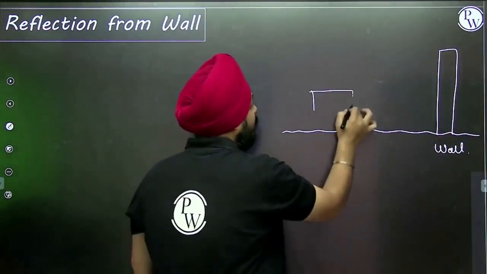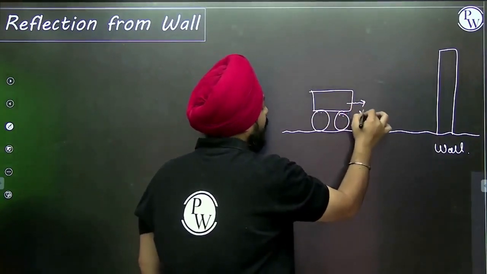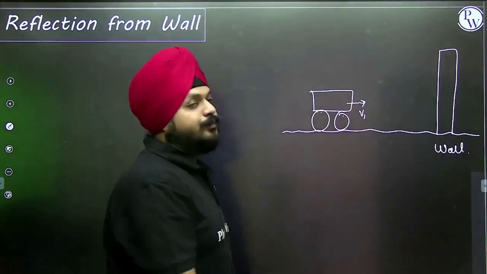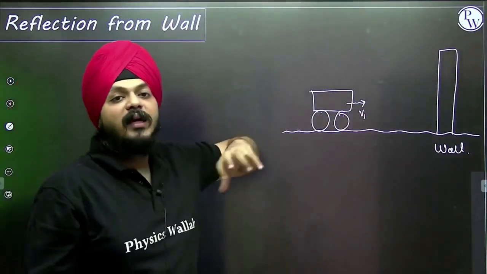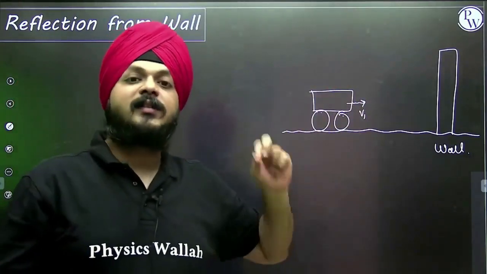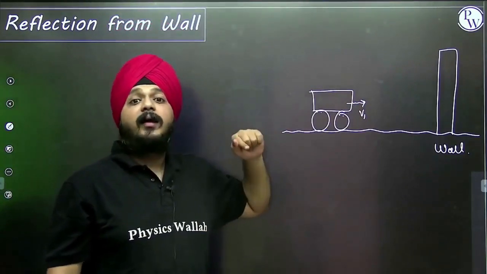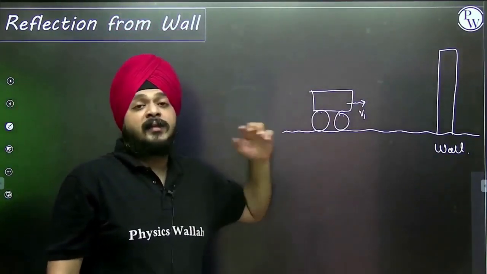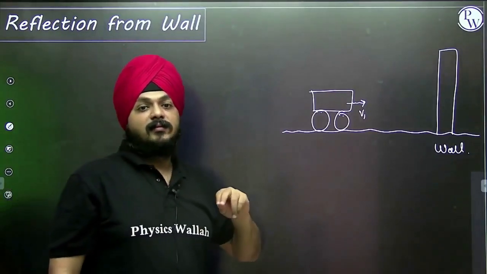One car is there. It is moving with velocity V1. This is a case of reflection from the wall. In this case, this is not the 2D case of the Doppler effect. After this, we are going to discuss one of the 2D cases of the Doppler effect. But in this case, the Doppler effect is used twice.